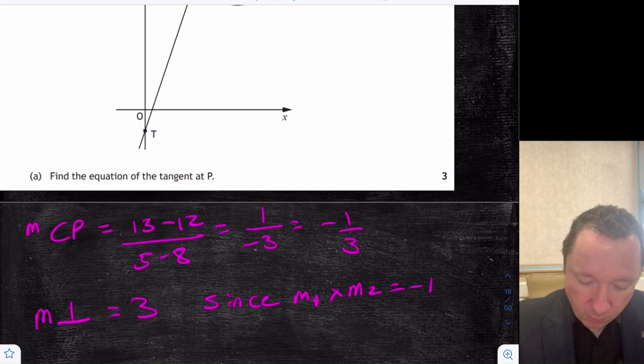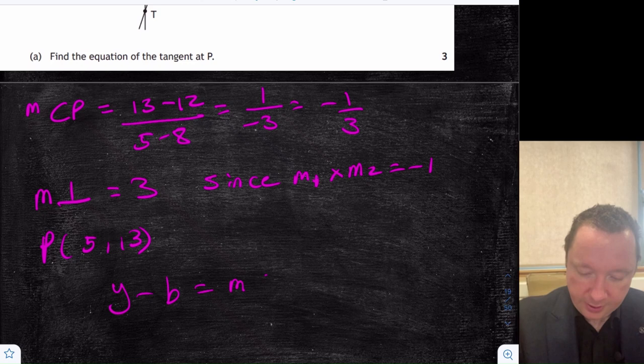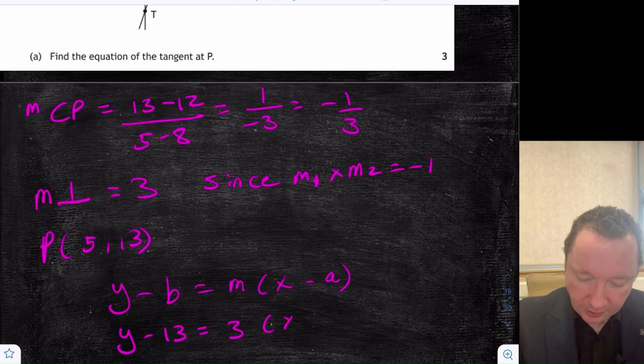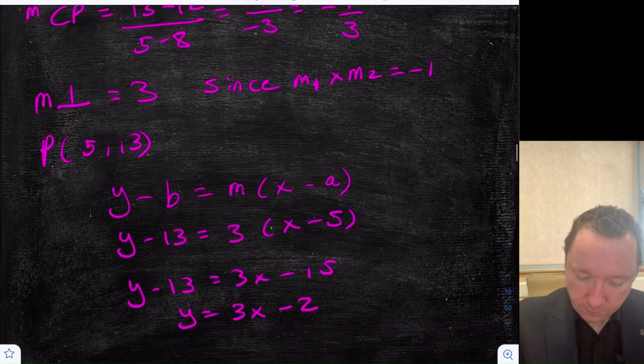And we've got our point. Our point is (5, 13). So it's just now straight line work: y - b = m(x - a). So y - 13 = 3(x - 5). y - 13 is 3x - 15. So y = 3x - 2. And we're done there.